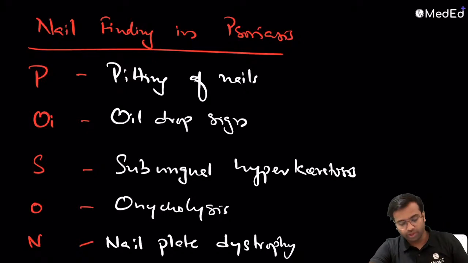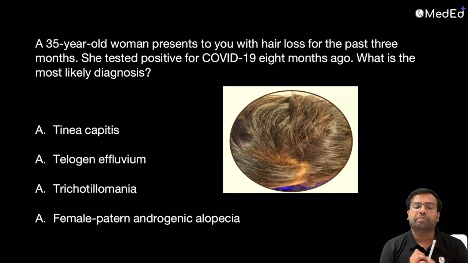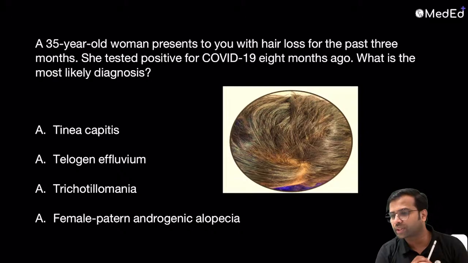So with that, we go to the next MCQ. A 35-year-old woman presents to you with hair loss for the past 3 months and she tested positive for COVID-19 infection 8 months ago. What is the most likely diagnosis? The options are tinea capitis, telogen effluvium, trichotillomania, female pattern androgenic alopecia. So what should be the right answer here?